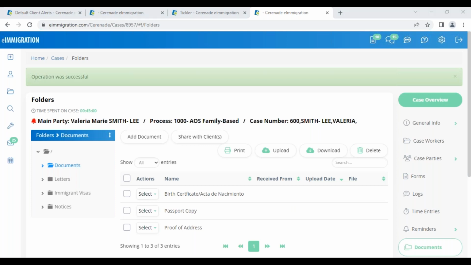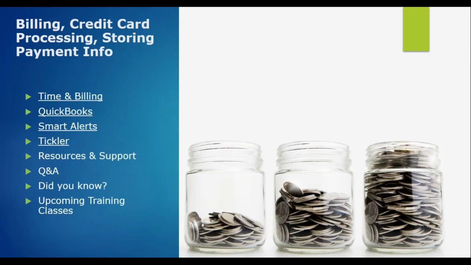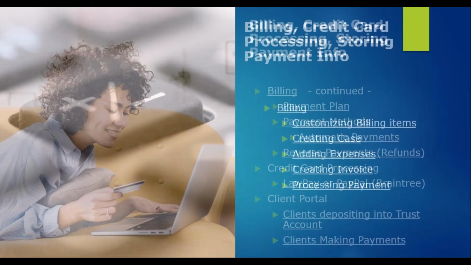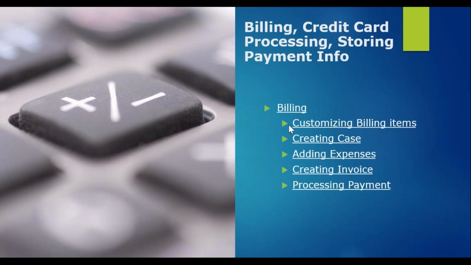I know there were a couple of questions. Just as a recap, let me go back to the first slide. We talked about customizing your items from the admin, creating a case in order for you to add an invoice or create an invoice. And before you create an invoice, you have to add expenses, at least one expense, which you can always modify or edit. I also went over how to process payments.